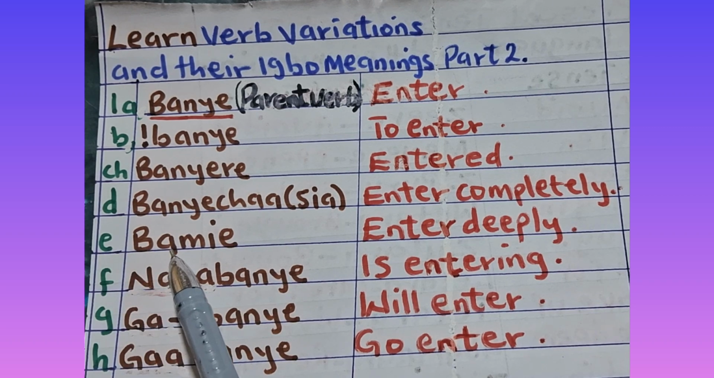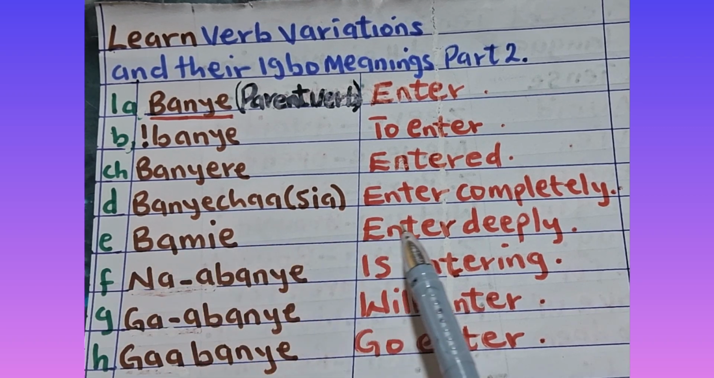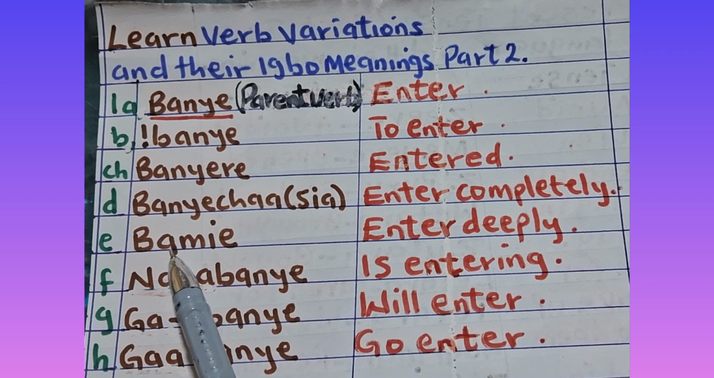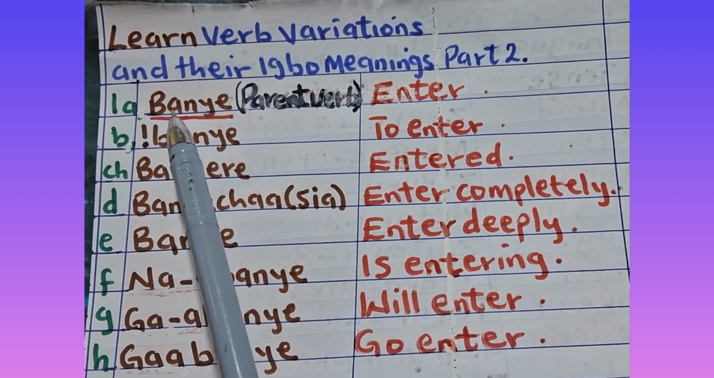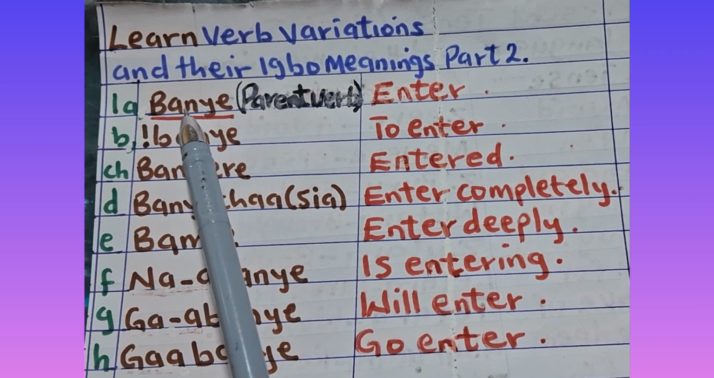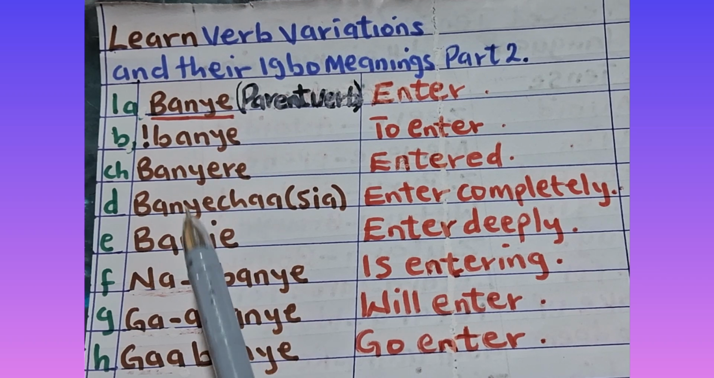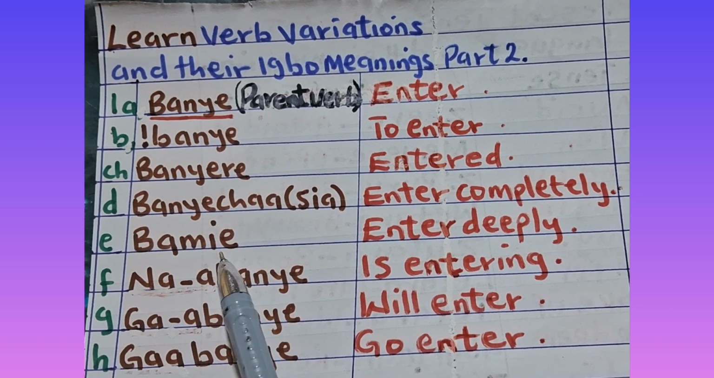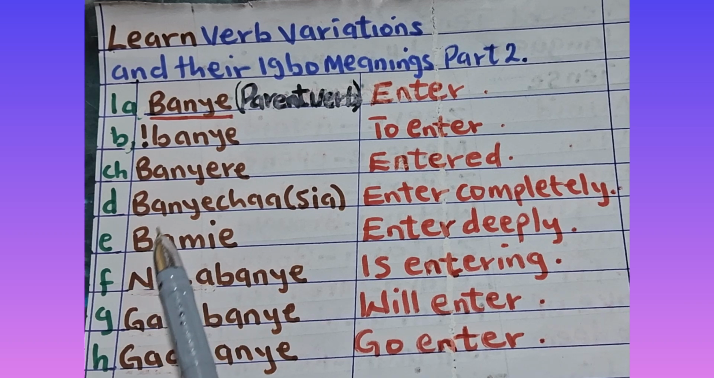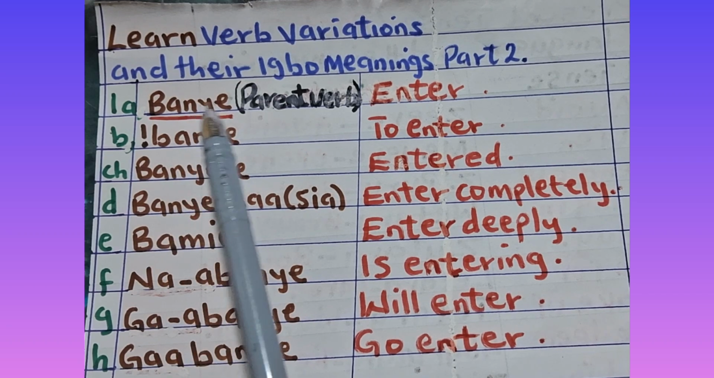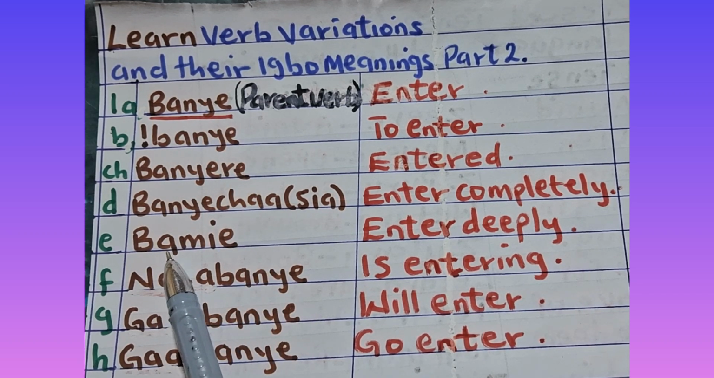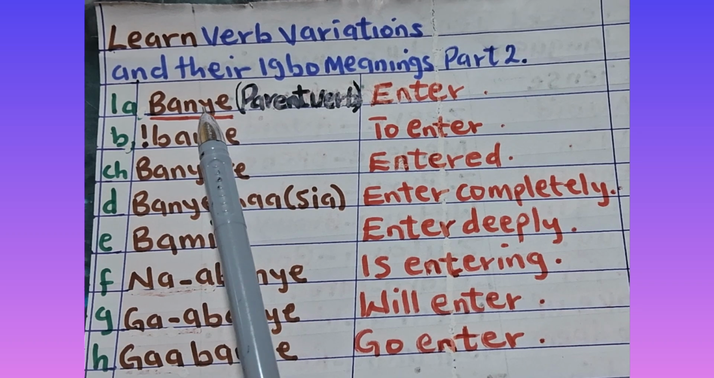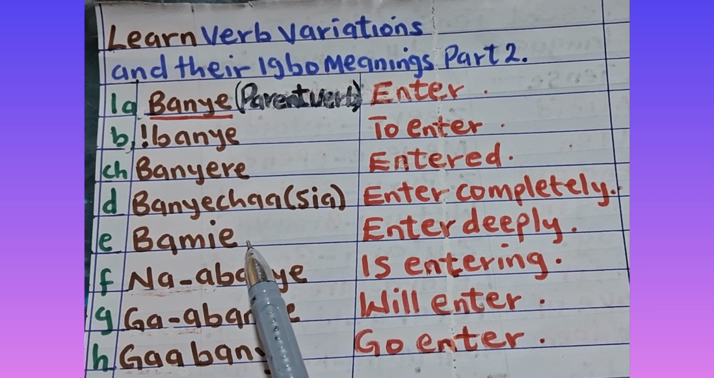Number A, bamie, enter deeply. You can see that this parent verb we underline, banye, we cut it, we remove nye and put mie. Add this prefix mie. We use it to change nye to make the verb vary from the initial meaning to another meaning.